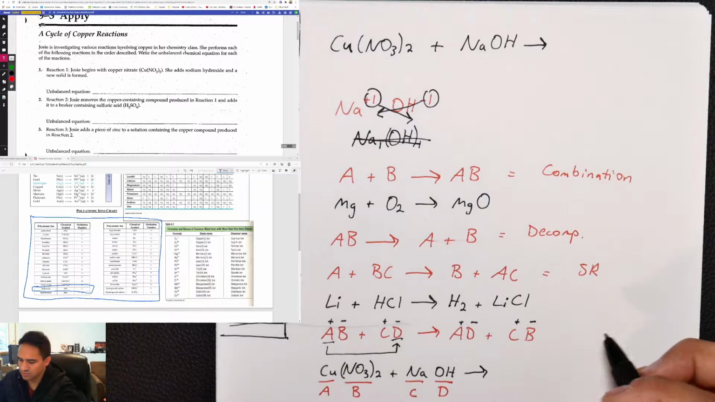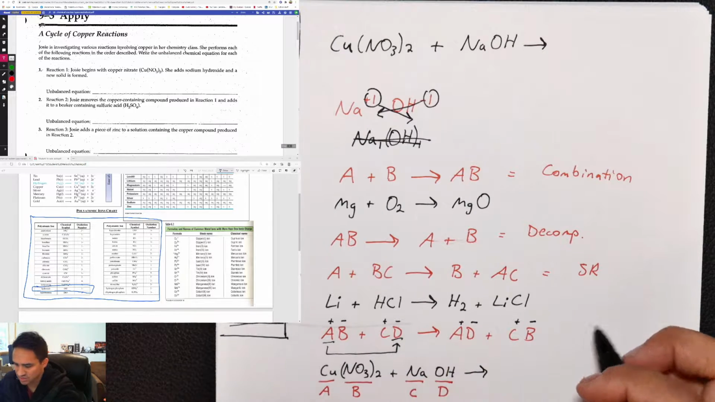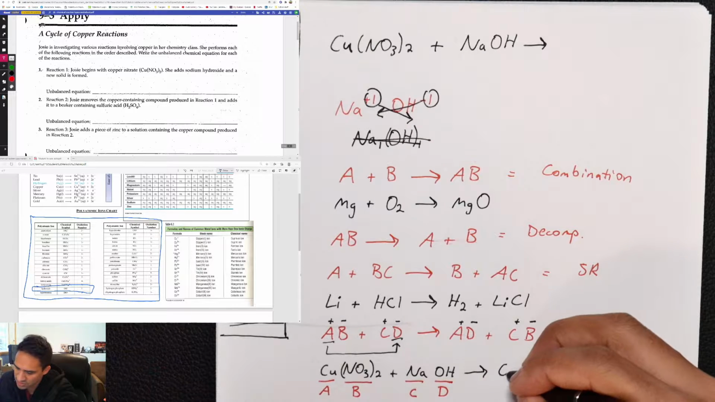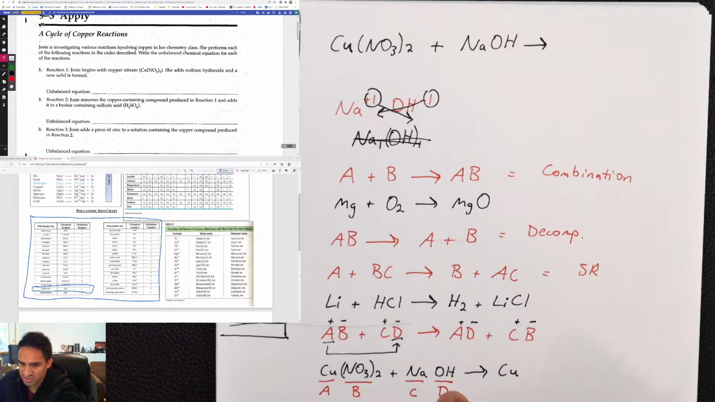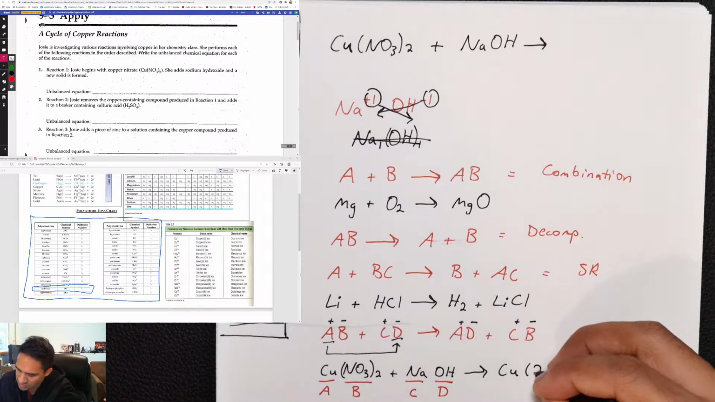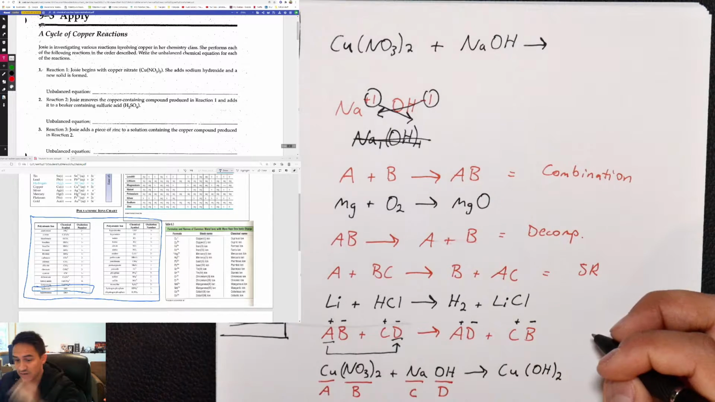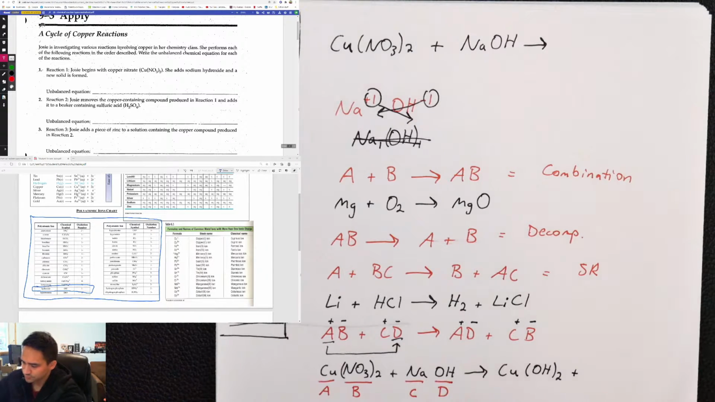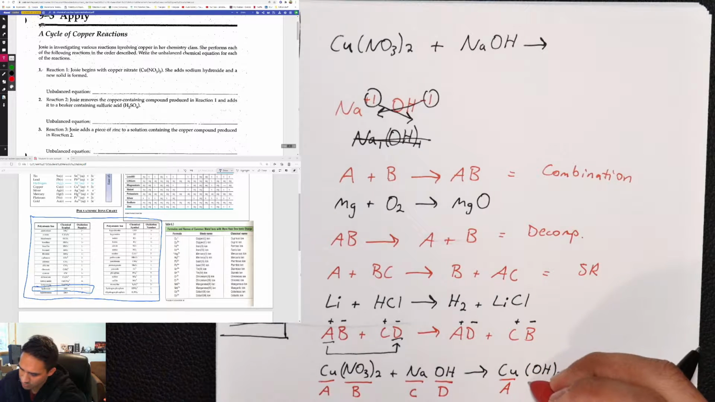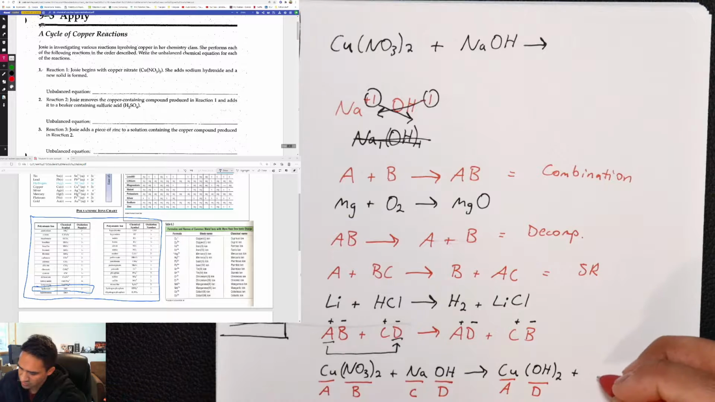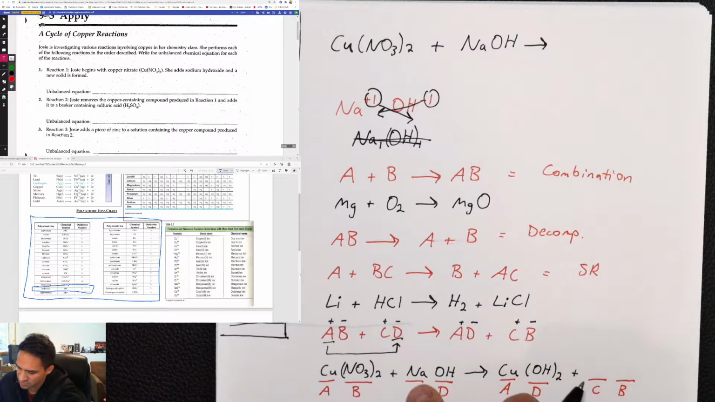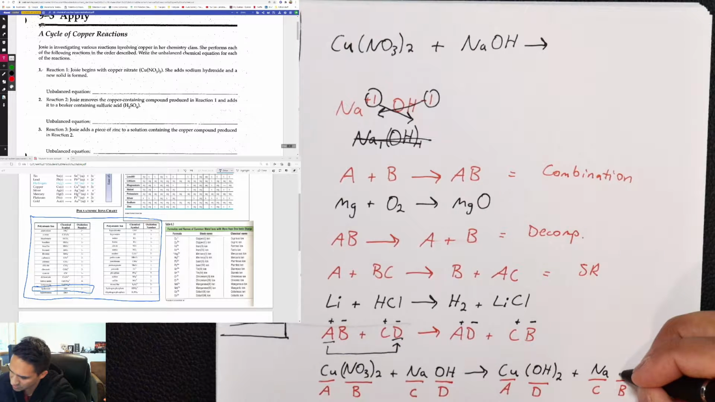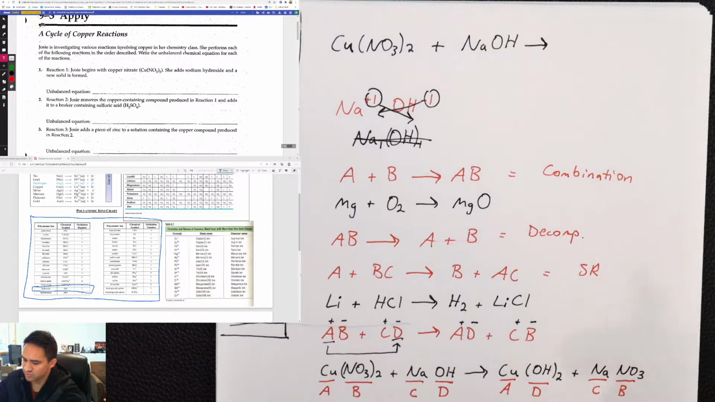And then in our product, A is going to bond with D. A, in this case, is the copper, so Cu bonding with D. D, in this case, is the hydroxide, OH. And now it is going to be like this, and I will explain again in a second why it is this. Just bear with me here. So we have A bonding up with D, and then over here, we're going to have C bonding up with B. C was the sodium, Na, and B is the nitrate, NO3. So these would be our products.